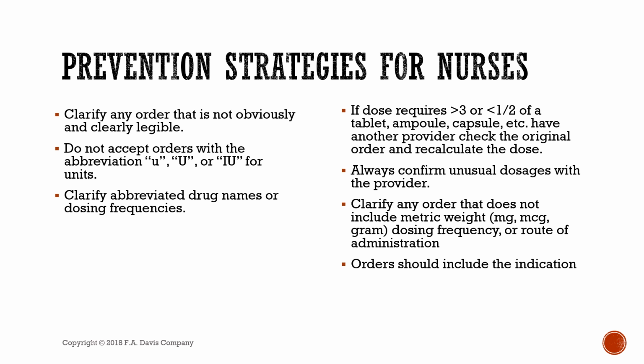If a dose requires more than 3 or less than half of a capsule, tablet, ampule, or however it may come, you always want to make sure you check the original order and recalculate the dose. You always want to make sure you confirm any unusual doses with the provider, and you want to make sure you clarify any order that does not include metric weight. This is things like milligrams, micrograms, grams. You want to make sure you always have a dosing frequency and a route of administration. And you want to make sure you know why you are giving that medication.